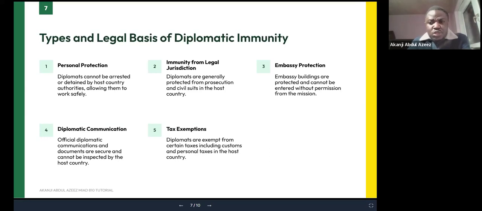So number two, we have immunity from legal jurisdiction, which means that diplomats are generally protected from prosecution and civil suit in the host country. They cannot be taken to court in the host country because of the immunity they have. You understand? So, number three, embassy protection.